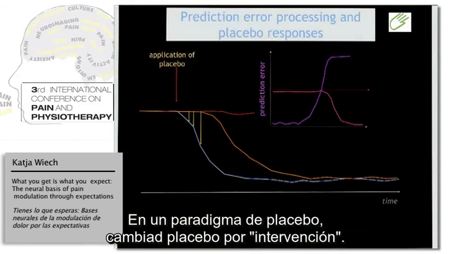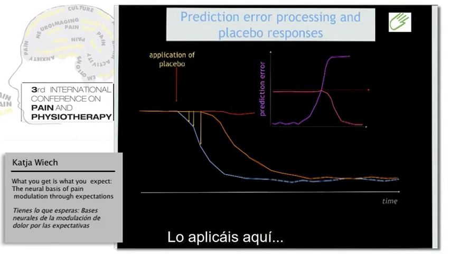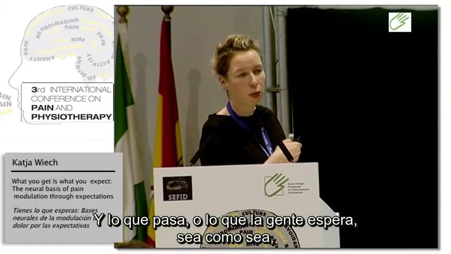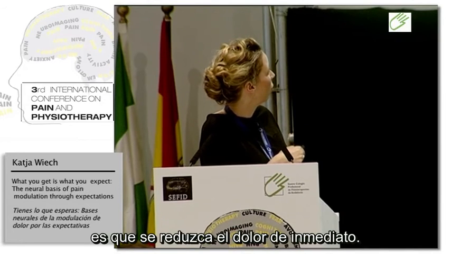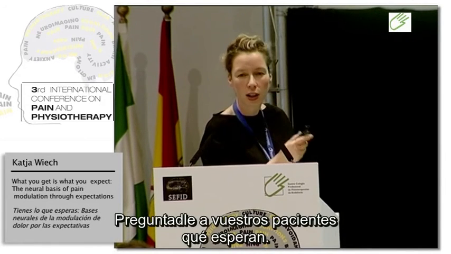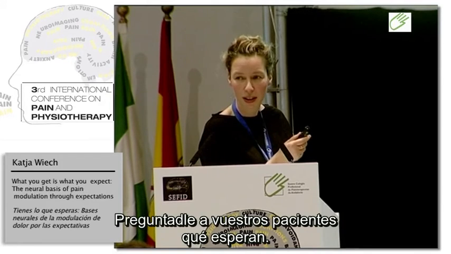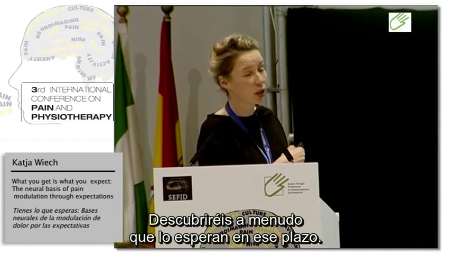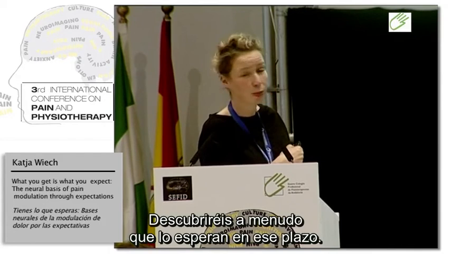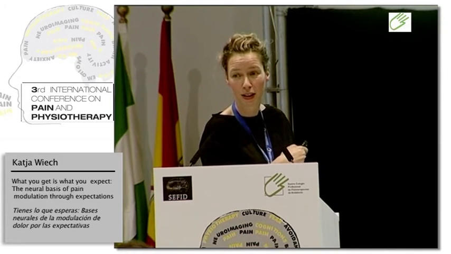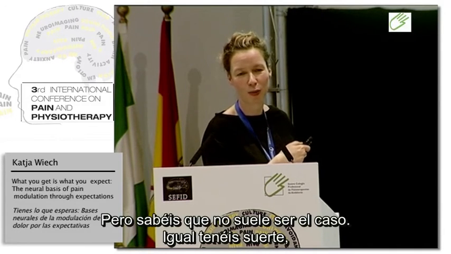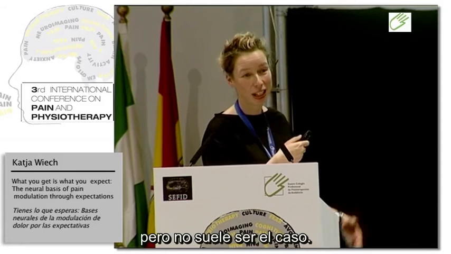So how does that go? This is just an example. So let's say in a placebo paradigm, you can replace placebo by your intervention. You apply that here, and what people expect, by whatever means, is that the pain goes down immediately. Okay? And ask your patients about that. What do they expect? When do they think the pain should go away? You would find very often that that's the timeline they expect. The second they leave your office, here you go, the pain is gone. But you all know that is rarely the case. You might be lucky, but that's rarely the case.